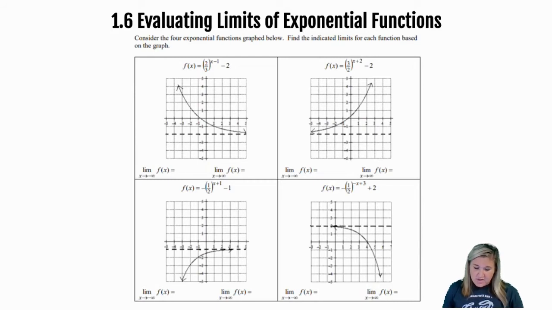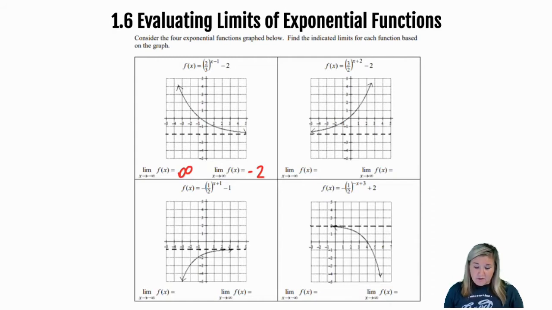So we have f of x is equal to 2/3 raised to the x minus 1, minus 2. So the limit as x approaches negative infinity, as the graph moves basically to the left, our y values are going to reach positive infinity. But then as we reach positive infinity, you can see that it's going to start tapering off there at -2. Remember, that is a horizontal asymptote, so it would get really close to it, but never touch it.